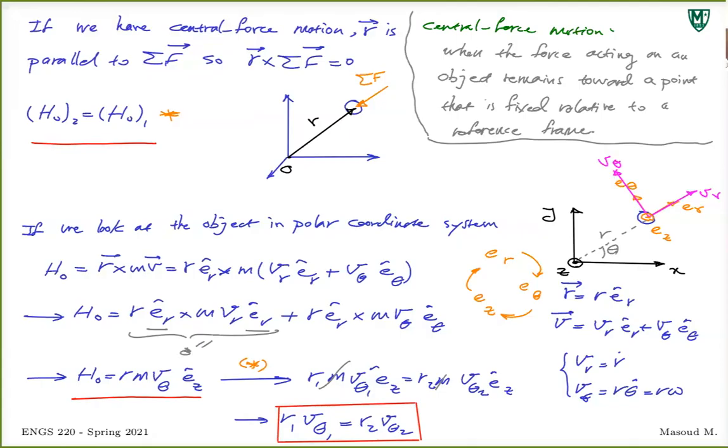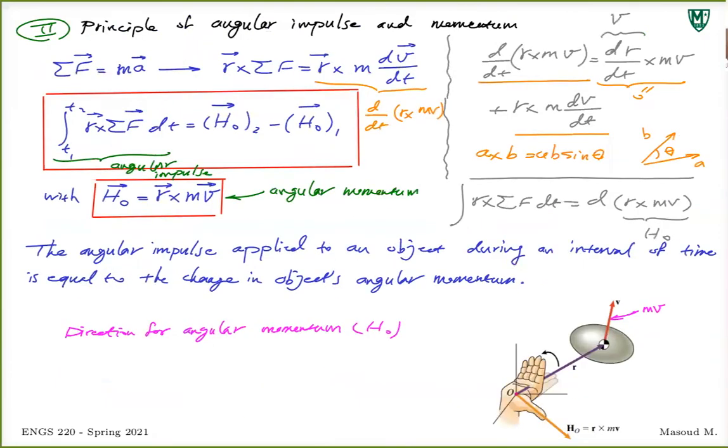Now, after all this moving around, I just wanted to see where this came from. So here is the story. Let me start from the beginning. We're talking about the principle of angular impulse and momentum. Right? The left side is the integral form.